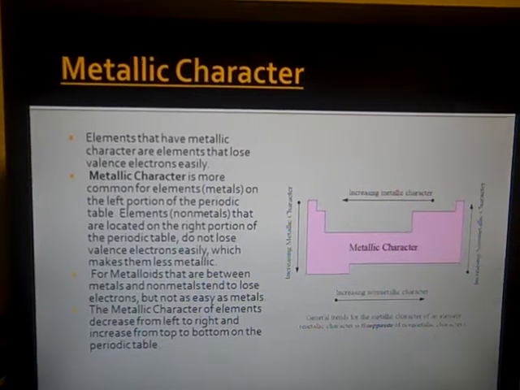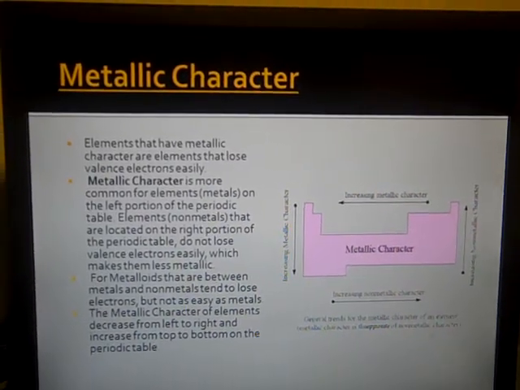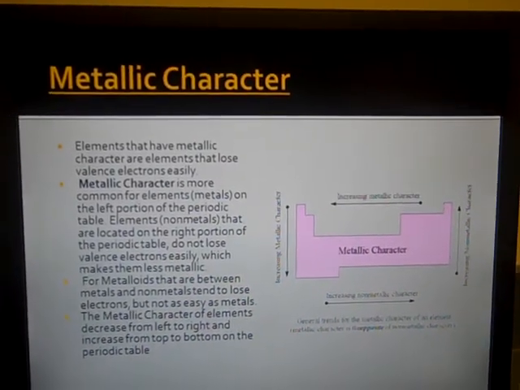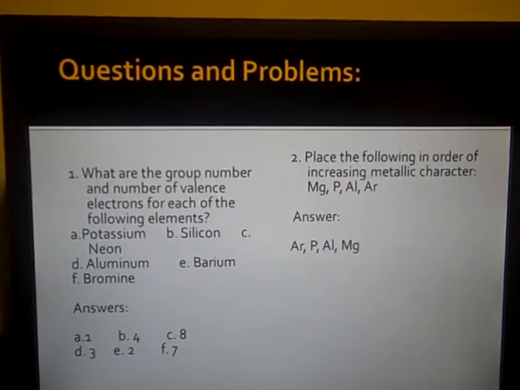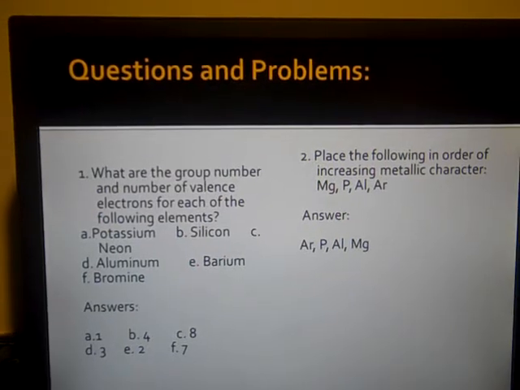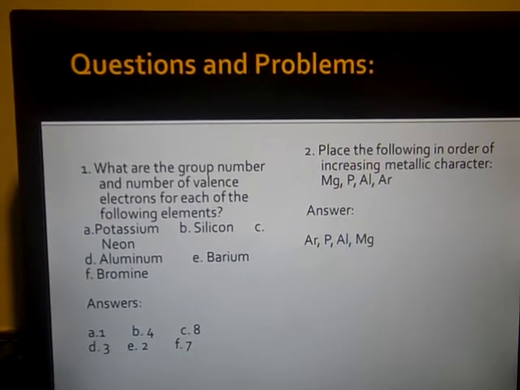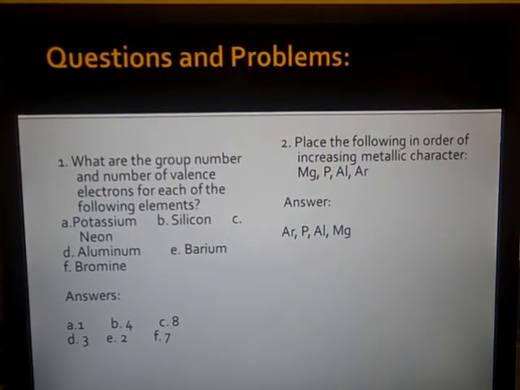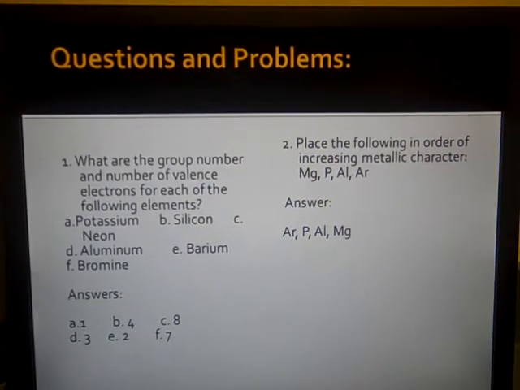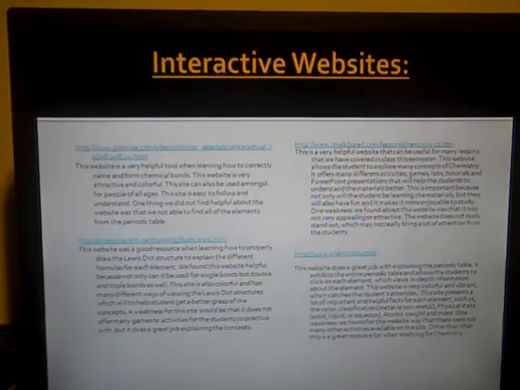The metallic character of an element decreases from left to right, and it increases from top to bottom of the periodic table. And here are some questions that you can practice that go over the group number and placing the elements in order as far as the metallic character.